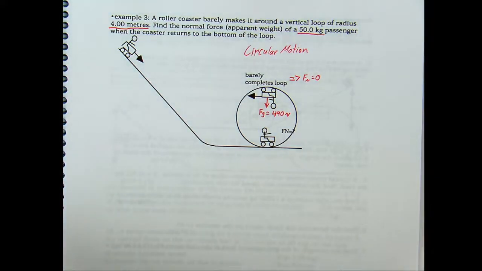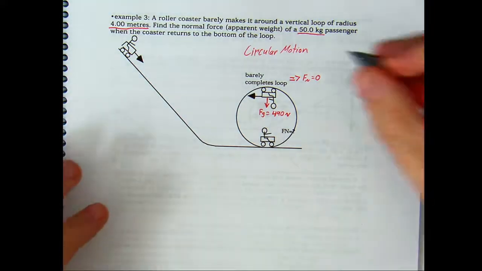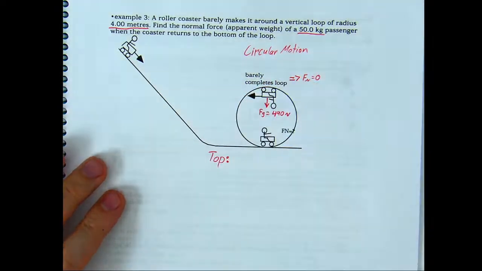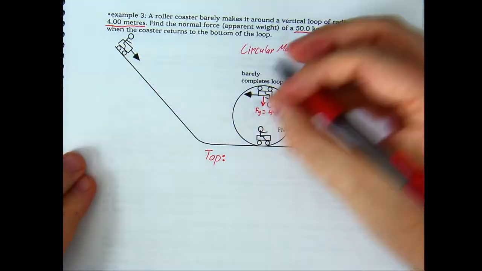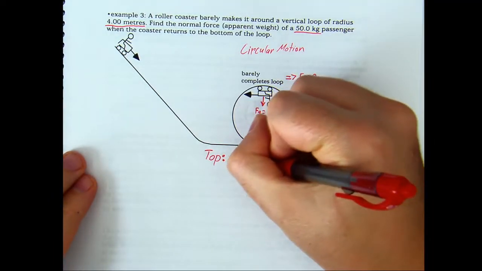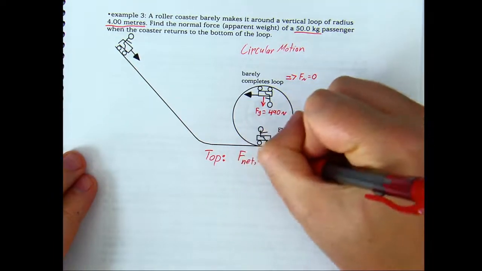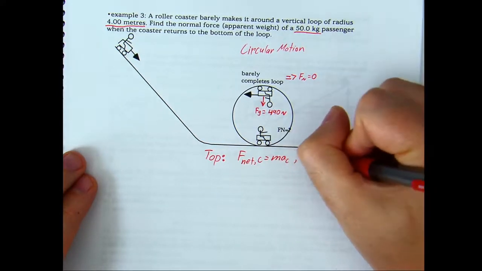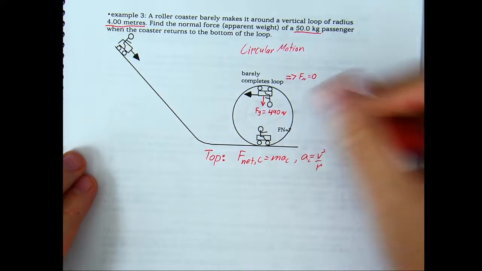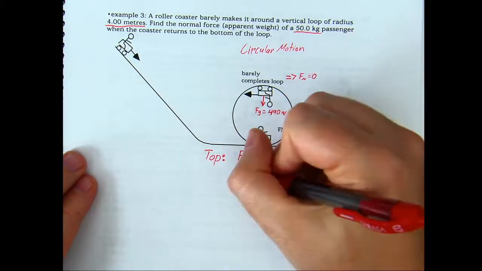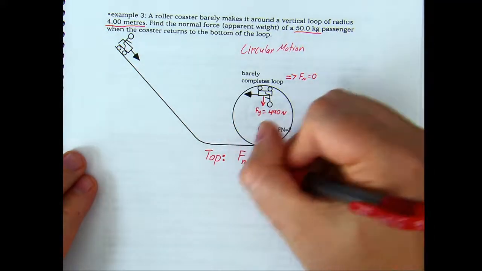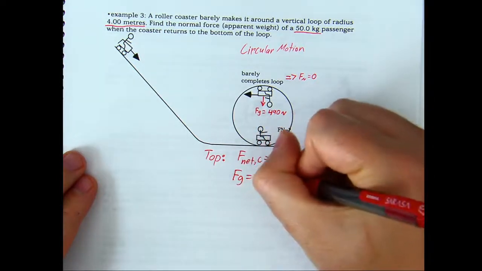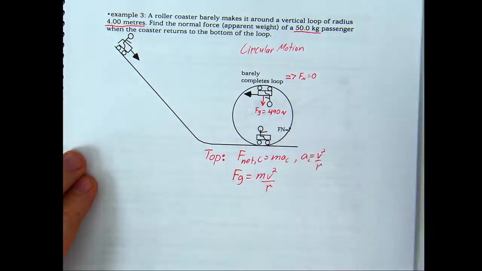This doesn't look like a lot, but let's start it. At the top, I'm just going to identify this for reasons that will be clear in a sec. At the top, I've got F net C equals MAC. We know that AC equals V squared over R. And so Fg is the only inward force, equals mv squared over R.